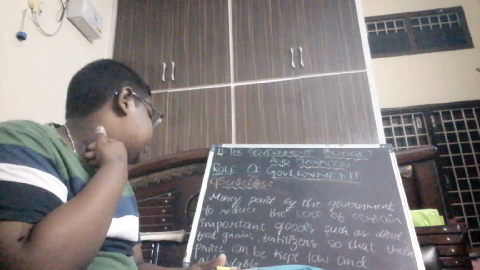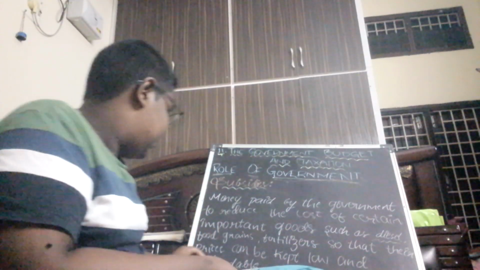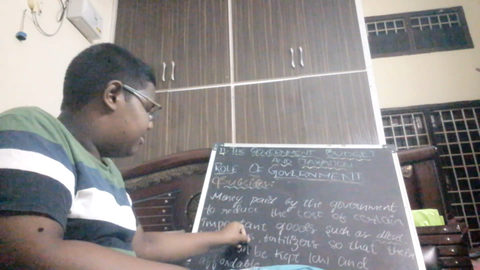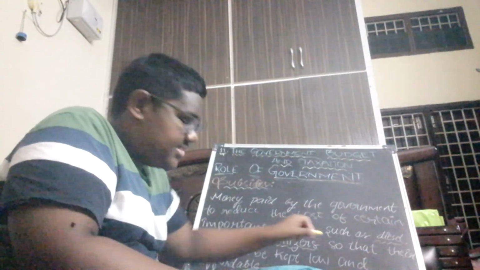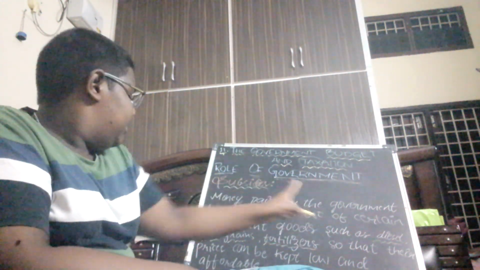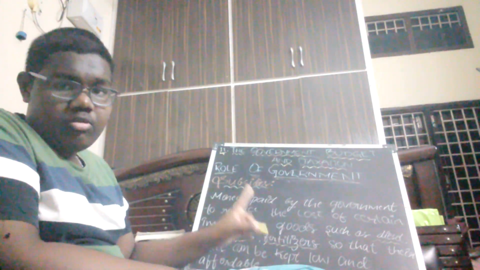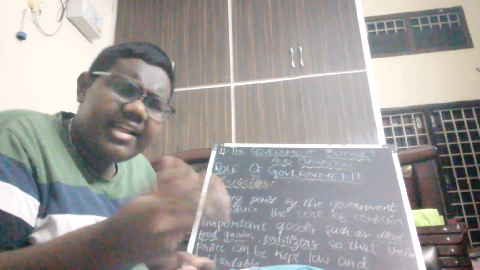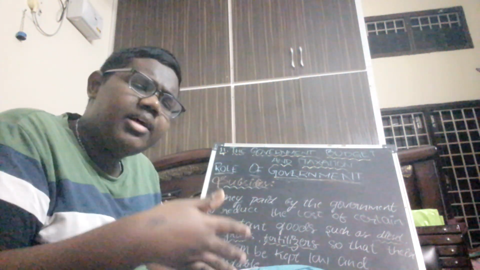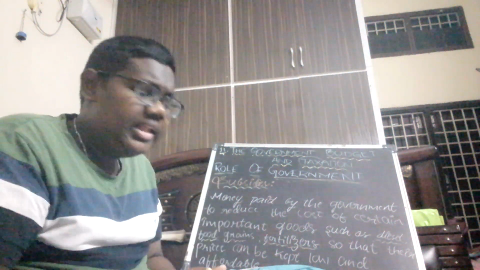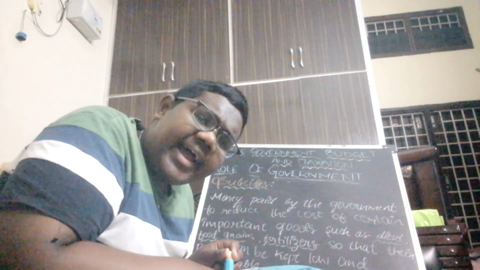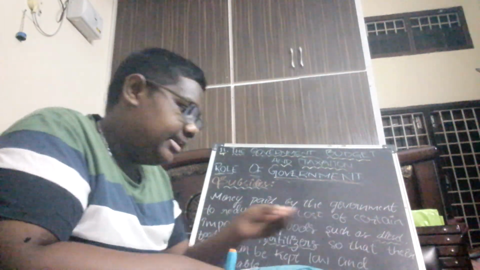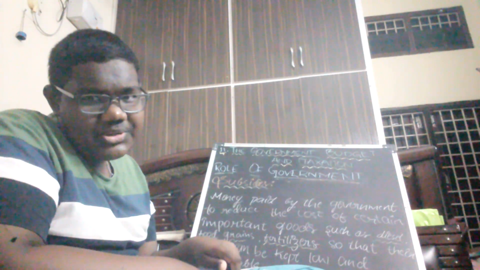Like what are those? Such as diesel, food grains, fertilizers. Okay, diesel, food grains, fertilizers. Why is the government paying for those important goods? Why does it have to pay? Because they are very important goods, no?